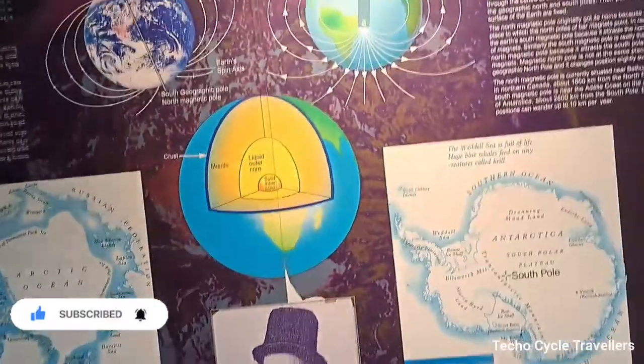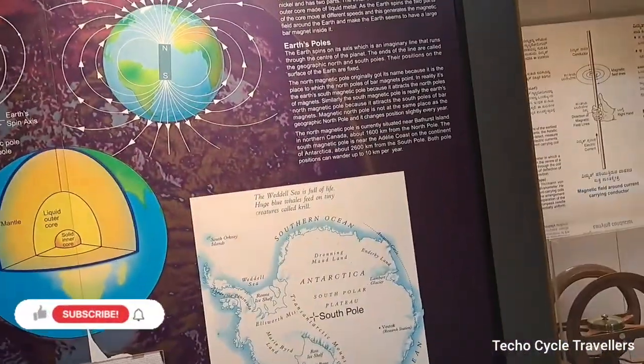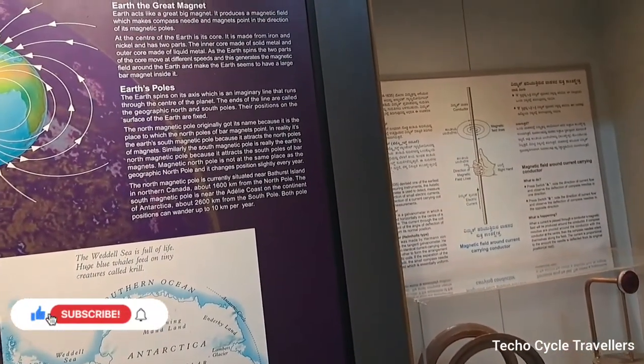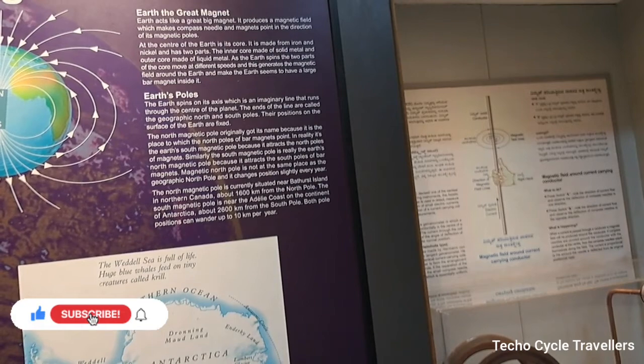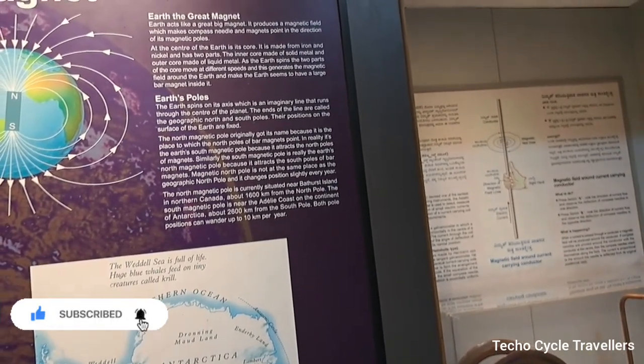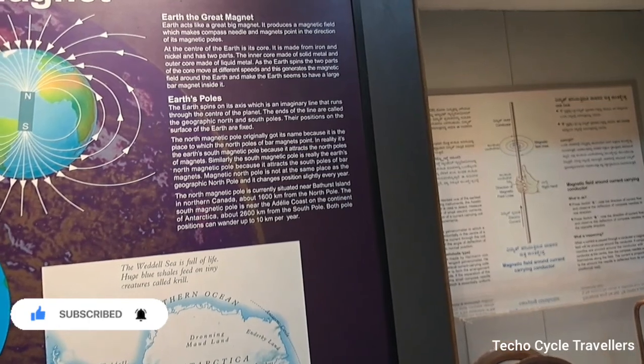Earth, the great magnet. Earth acts like a great big magnet. It produces a magnetic field which makes compass needles and magnets point in the direction of its magnetic poles.